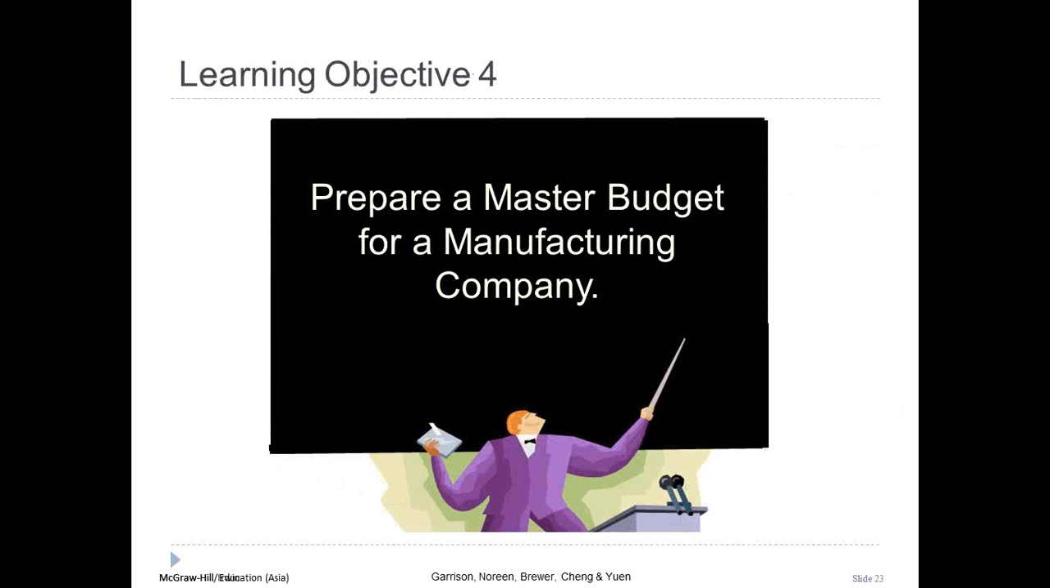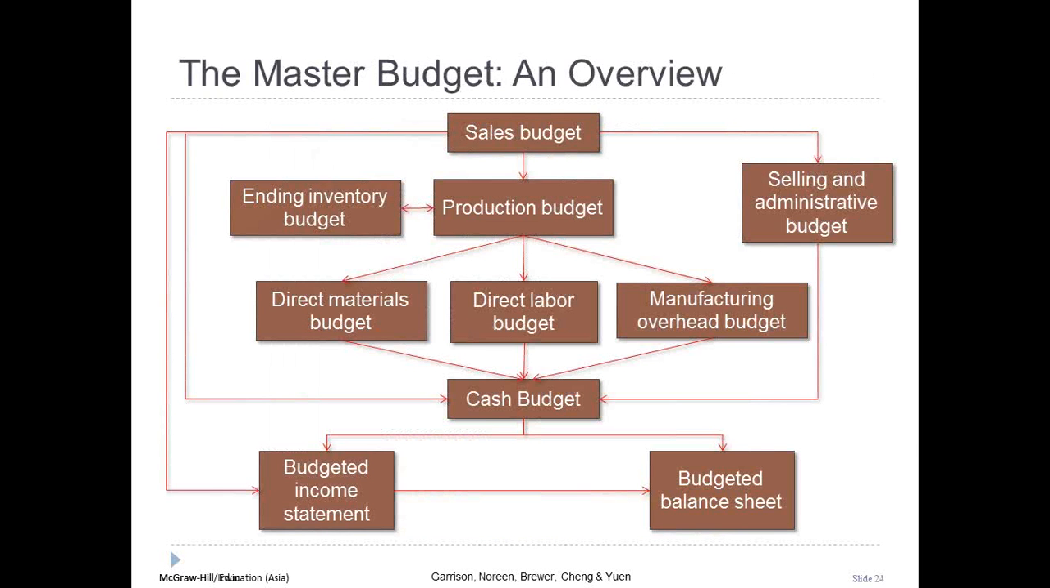Learning objective number 4 is to prepare a master budget for a manufacturing company. The master budget consists of a number of separate but interdependent budgets. We have developed the schematic of the budgeting process to illustrate the interdependency of the various individual budgets. The sales budget shows the expected sales for the budget period expressed in dollars and units. It is usually based on a company's sales forecast. All other parts of the master budget are dependent on the sales budget.